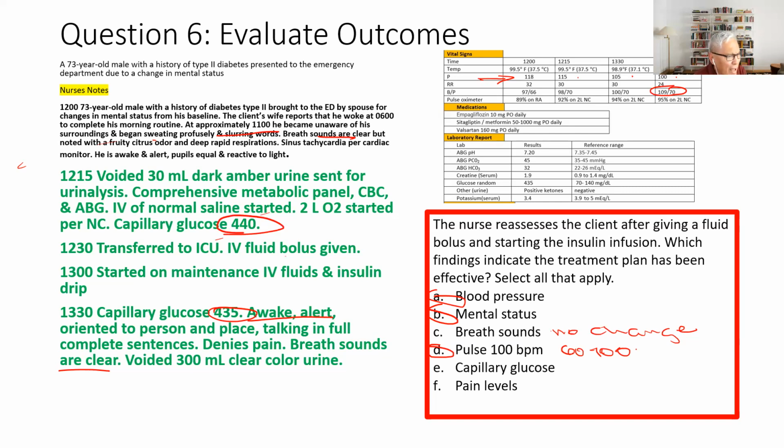Does that reflect that the patient is doing well? It's still very high, isn't it? Yeah. 440 and 435. So that might not be a good thing to say that this is going to be an improvement. And then, of course, pain levels. I don't think there was any mention of pain at all. So the correct answers are A, B, and D.